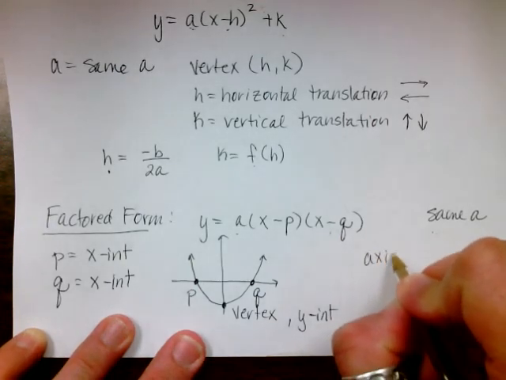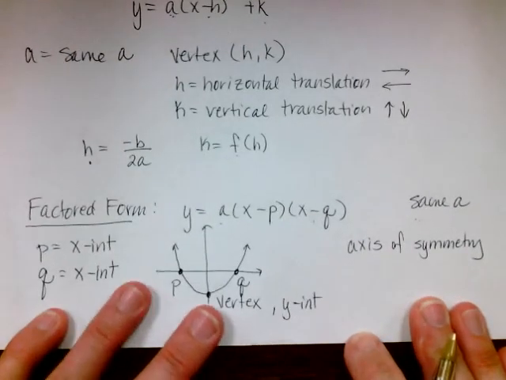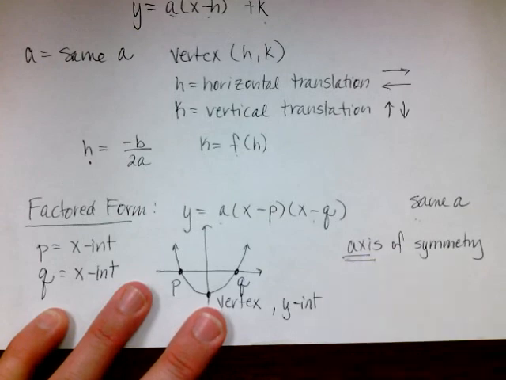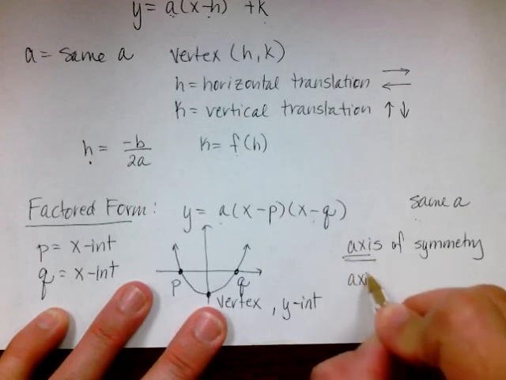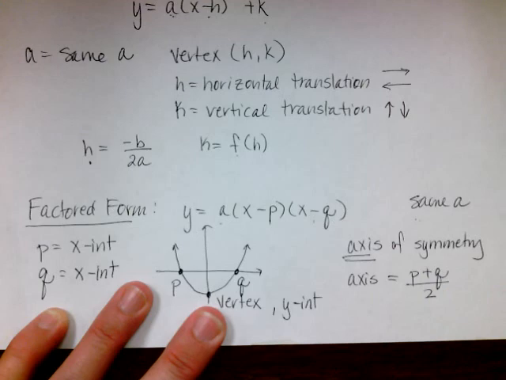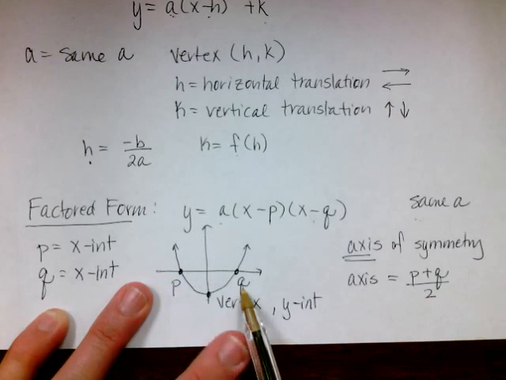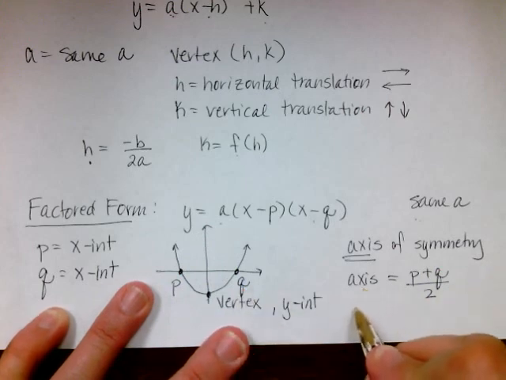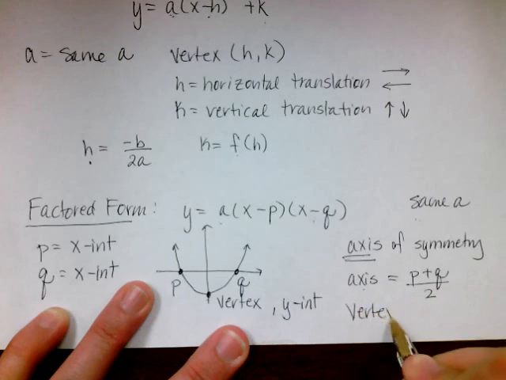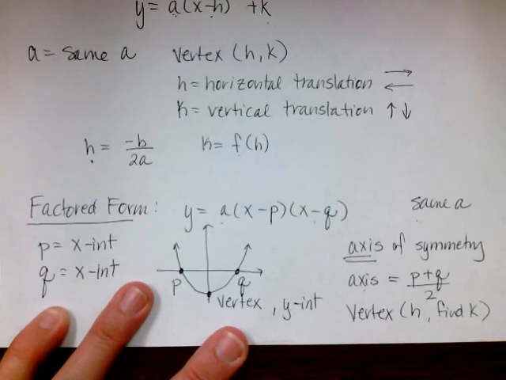If I want to find my axis of symmetry, remember that sometimes we call it an axis for short. I know that the axis is going to equal whatever the p is, add it to the q, and divide it by 2, because it splits the difference between the two zeros. And once I know the axis, I also know my vertex, I know the h. And so then all I would have to do is find k. All right? So those are the three forms that we've studied and kind of what their purposes are.